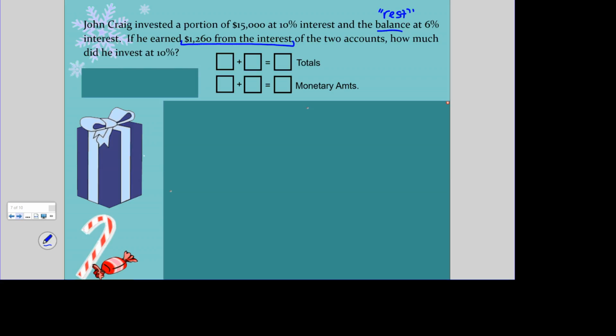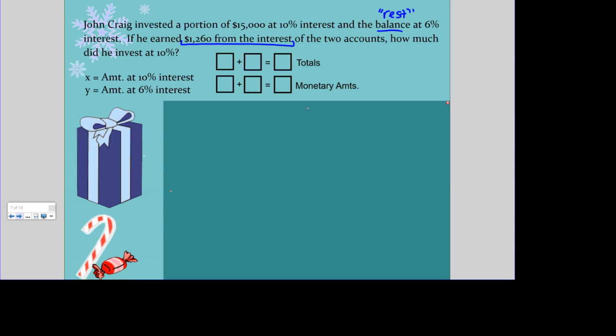All right. This one is slightly different. It's still similar. We're going to have a totals equation and a percents or monetary amounts equation. But there will be a slight difference that I want you to look out for. So John Craig invested a portion of $15,000, and we're wondering how much he invested at the 10%. So we are going to need to identify the variables as amounts of money at 10% and at 6% interest.